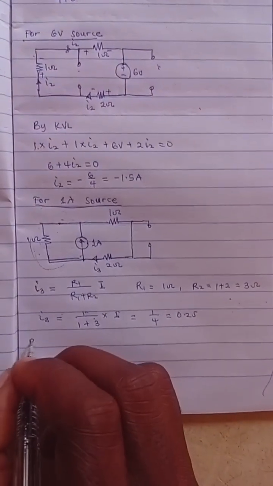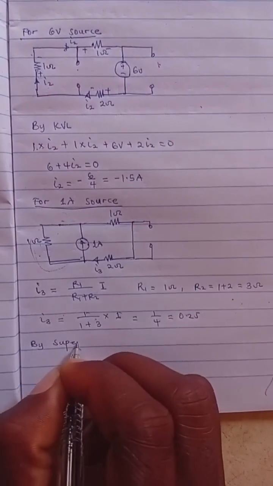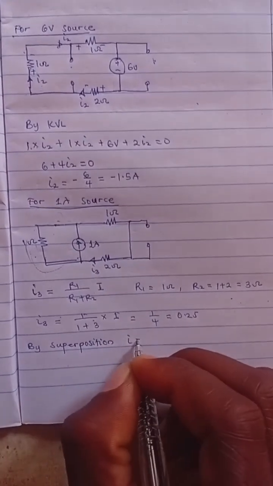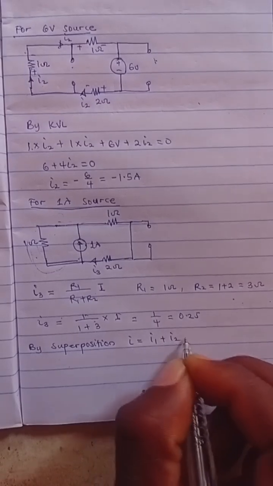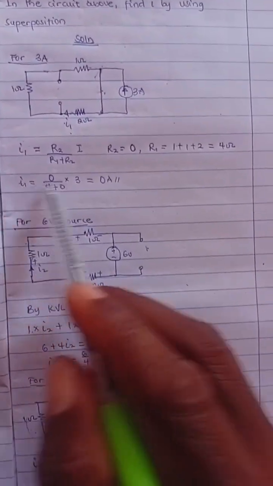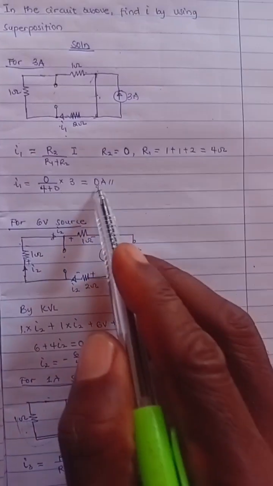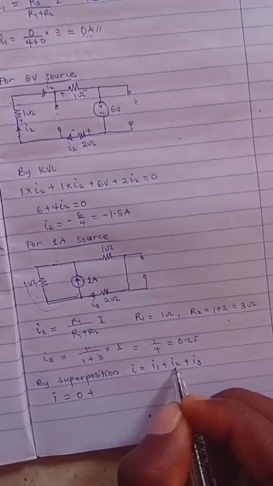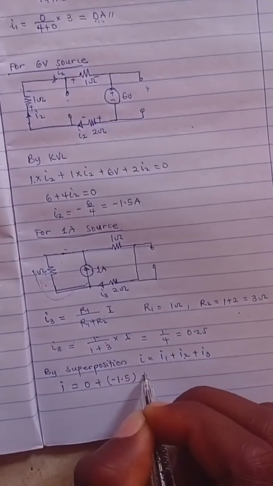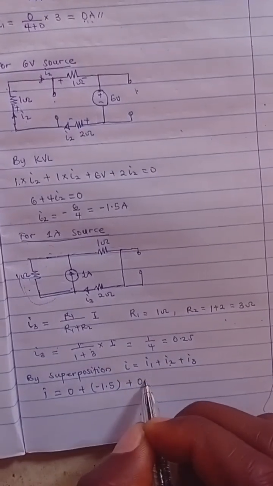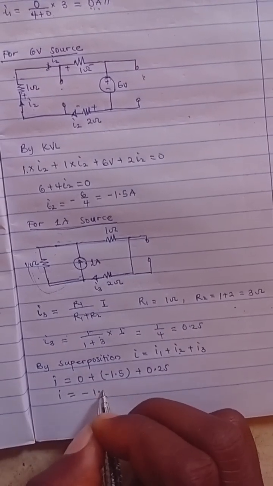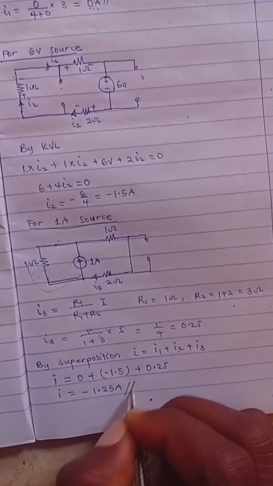So by superposition, our I is equal to I1 plus I2 plus I3. Remember, what's the value of our I1 here? That's equal to 0. Check here, 0 ampere, plus what's the value of I2? We found I2 here to be minus 1.5. Then plus I3, which is 0.25. So if you add everything together, you get minus 1.25 ampere as your final answer.